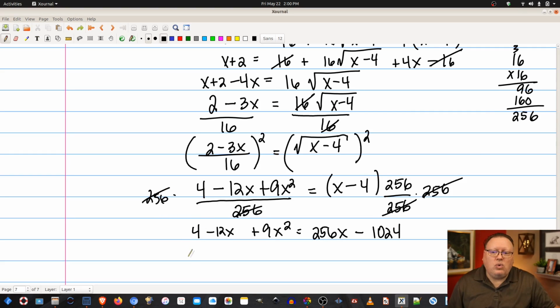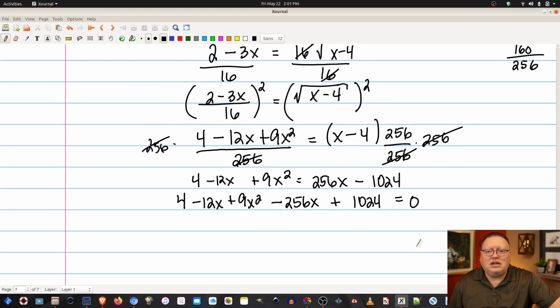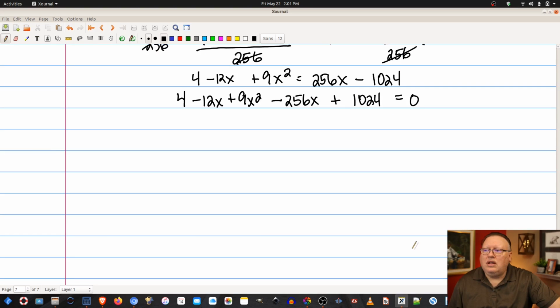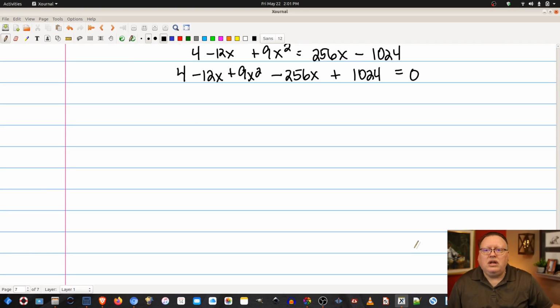All right. So once we move everything to the other side, we get 4 minus 12x plus 9x squared minus 256x plus 1024 is equal to 0. And I need to slide this up a bit. Okay. So I want the x squared terms first because when I go to pull my a, b, and c, I need to make sure they're in the correct order.